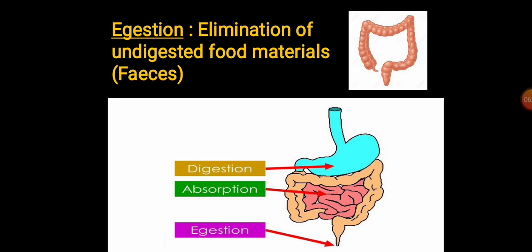Egestion is the elimination of undigested food material from the body. By this step we get rid of the undigested solid part of the food. This is the last step of holozoic nutrition. So holozoic nutrition gets completed by the 5 steps described.